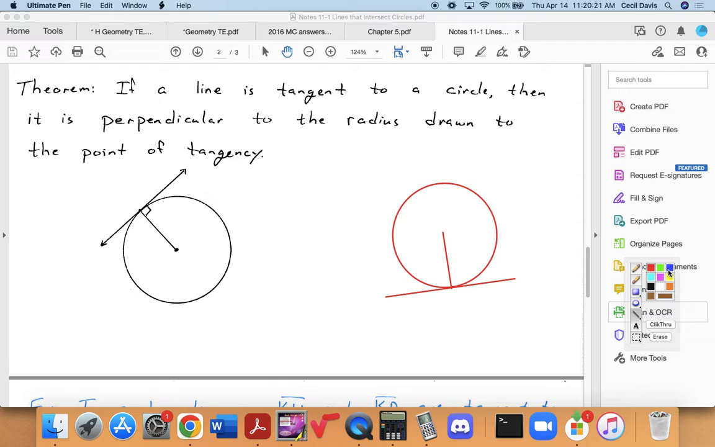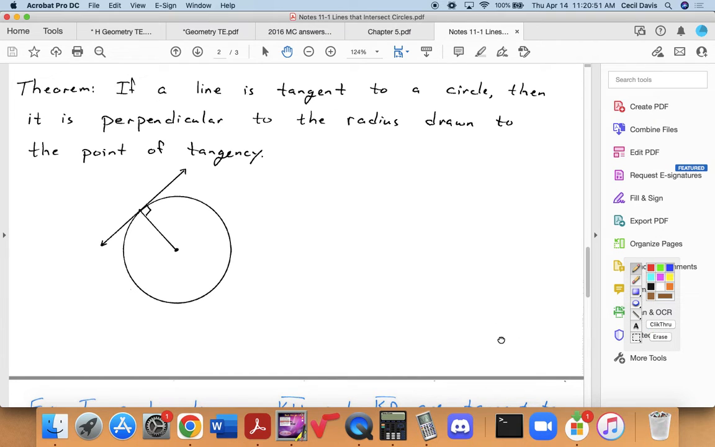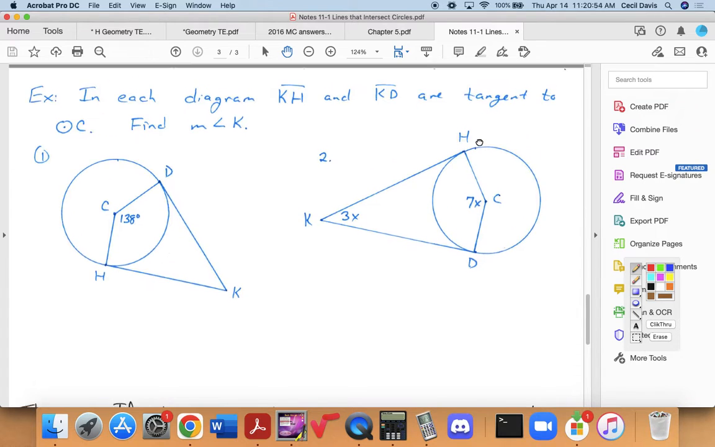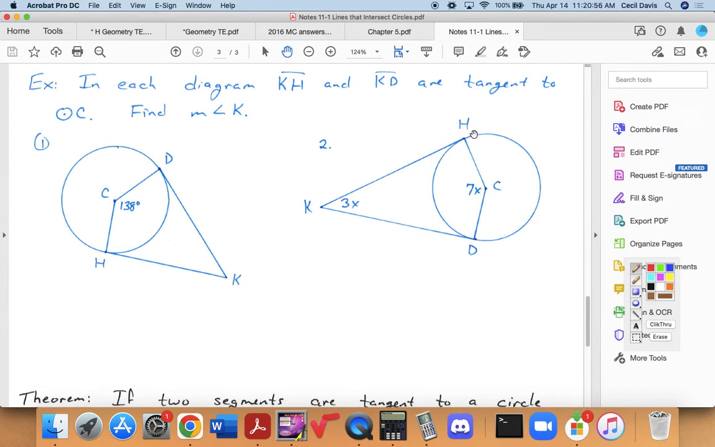If it wasn't a right angle, and I'm going to draw one that's clearly not a right angle, is this blue line tangent to the circle? No. What kind of a line is it? Secant. So if it's not a right angle, then this line is not going to be tangent to the circle. And that's pretty much it for that theorem. We're going to use it a lot. That's easy peasy, lemon squeezy.